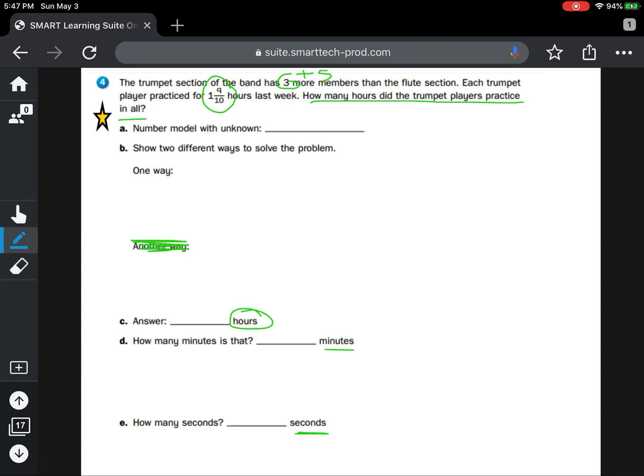You can stop your video or pause your video now and go ahead and solve parts A, B, C, D, and E in your math journal. Then you can go into the Google form to record these answers. After that, we'll move on to the very last video. That'll be part 4. That'll be our math boxes section for the day.